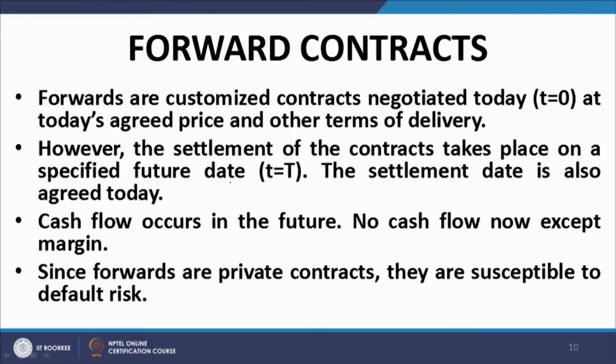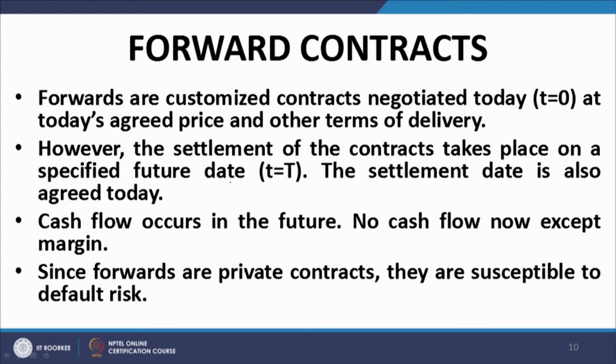So, let me quickly read it out. Forwards are customized contracts negotiated today, that is t equal to 0, at today's agreed price and other terms of delivery. So, everything that warrants agreement for an unambiguous settlement of the contract is done at t equal to 0, but the actual settlement occurs at a future date, which is called the maturity of the forward contract, and which is also agreed upon at t equal to 0.